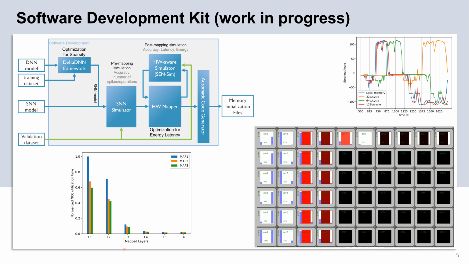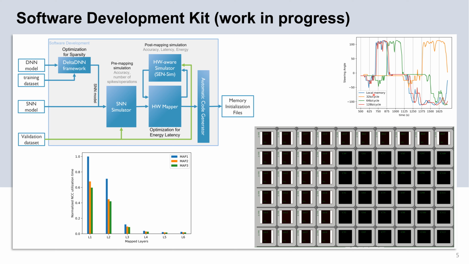A hardware-aware simulator can help the mapper in finding the best mapping for energy and latency efficiency, and it can also be used for other types of architecture exploration to find, for example, in this picture, the best shared memory bandwidth for latency of the system.